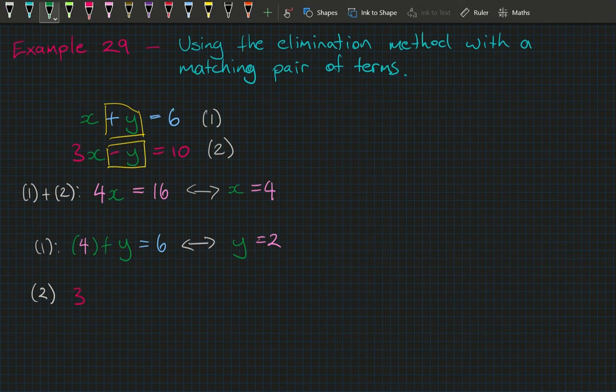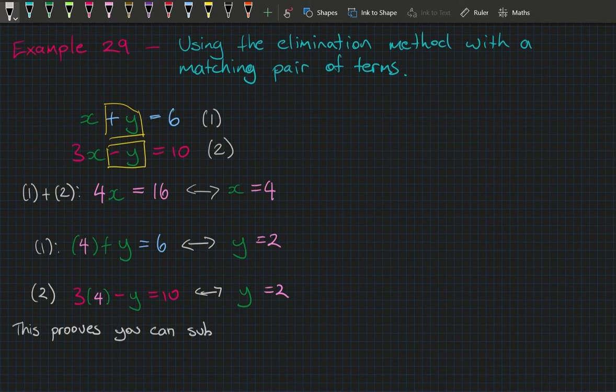So with an x value of 4, I'd end up with 3 times 4 minus y equals 10. And 3 times 4 is 12, so 12 minus 2 equals 10, therefore y has to equal 2. And we end up with the same result for both equation 1 and equation 2. This proves that it doesn't matter if you sub it into equation 1 or equation 2.